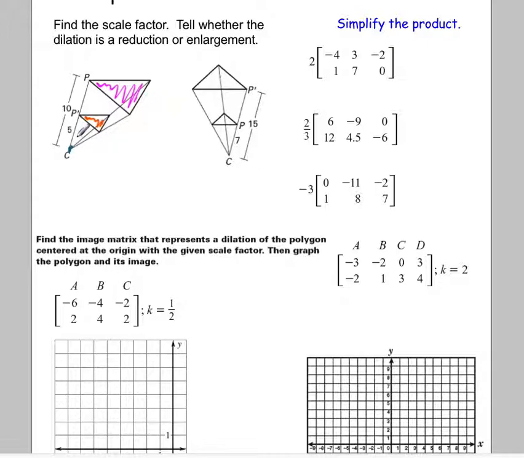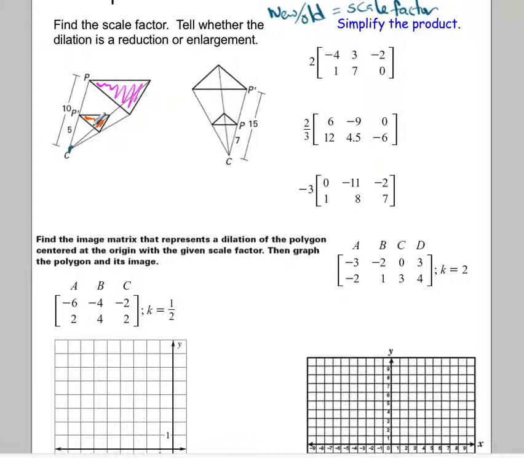If I'm trying to tell the scale factor here, I would need the original distance that the figure was away and the new distance. And when you're figuring out scale factor, you want the new over the old. That's the scale factor. Of course, you'll reduce it if possible. So there's two parts here. Is it a reduction or enlargement? And find the scale factor.